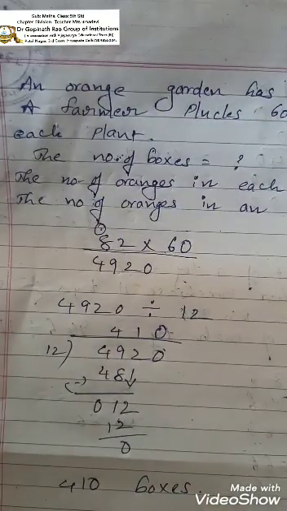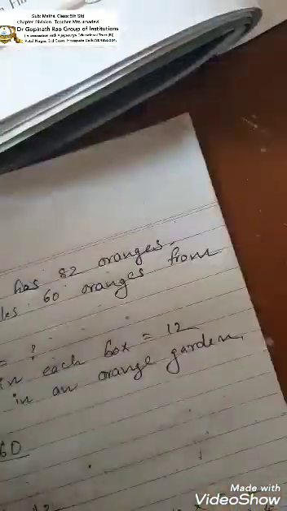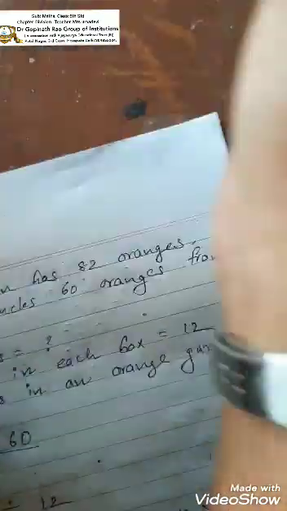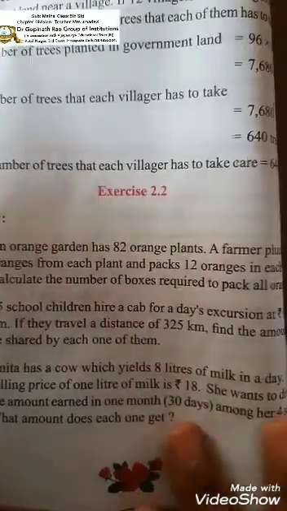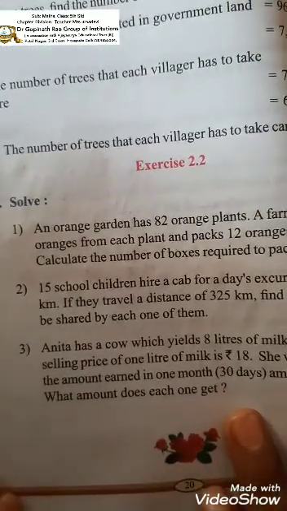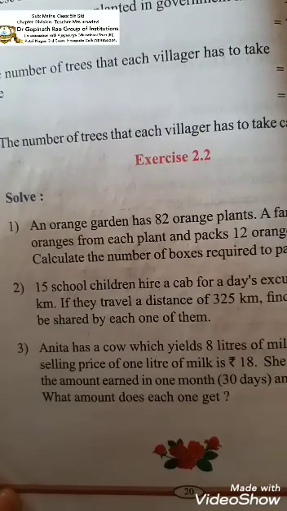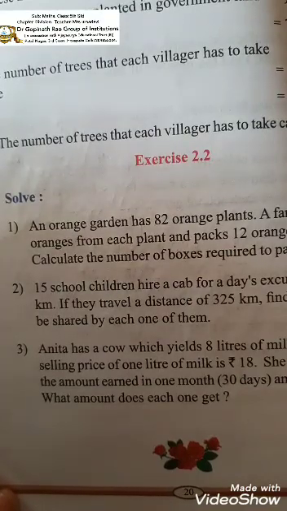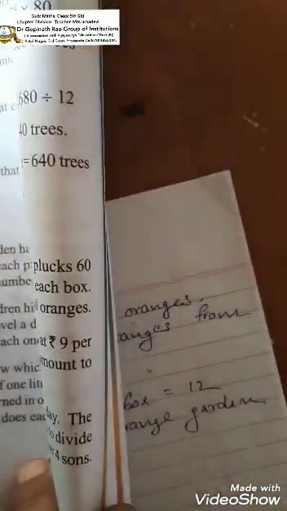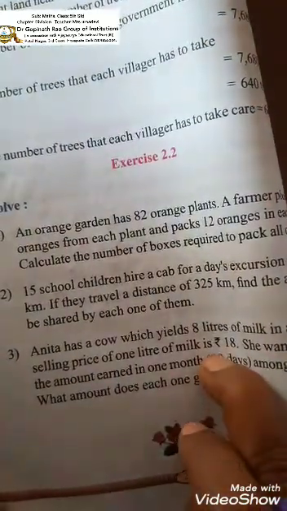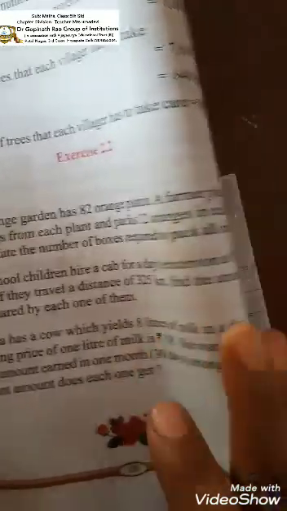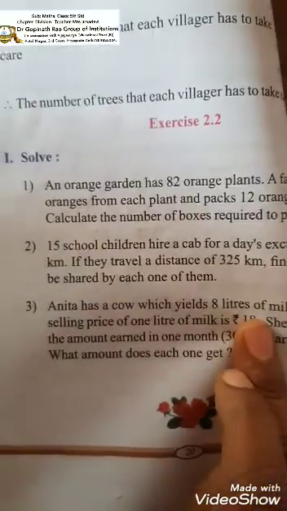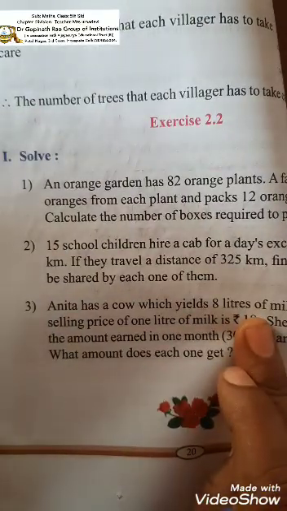Children, next we go to the second sum. What is the second sum here? 15 school children hire a cab for a day excursion at 9 rupees per kilometer. If they travel a distance of 325 kilometers, find the amount to be shared by each one of them.